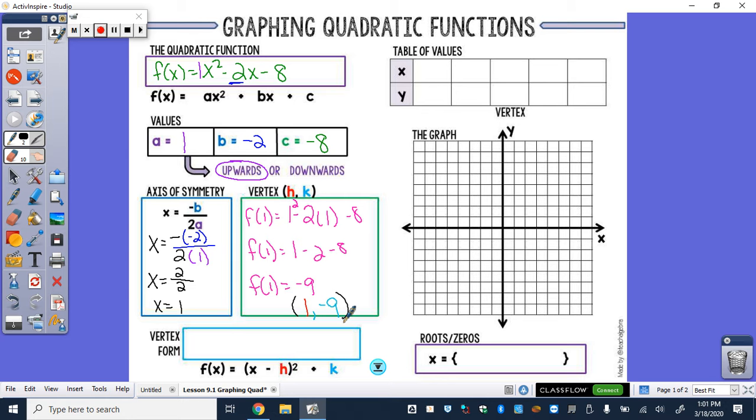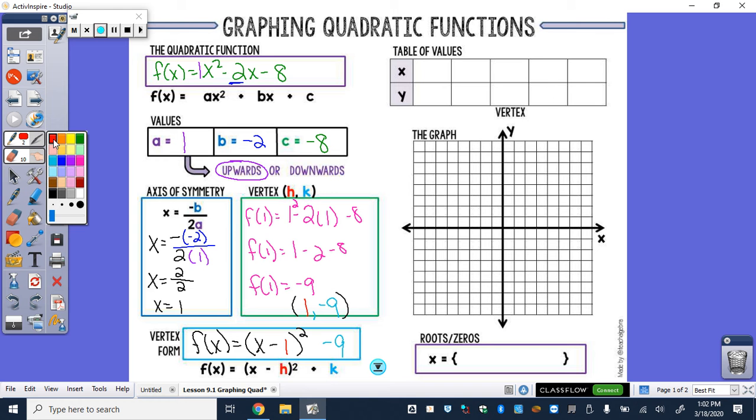So then we can use that to create our vertex form for this equation. My a value is a 1. That would go there, but remember we don't have to write the 1s there. So then our h is the x value from your vertex, so that's a 1. K is the y portion of your vertex. So it's plus a negative 9, which you could just leave as minus 9.